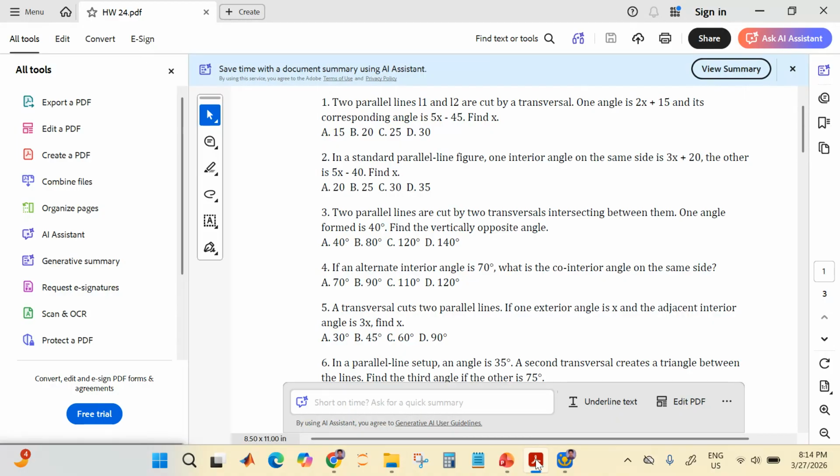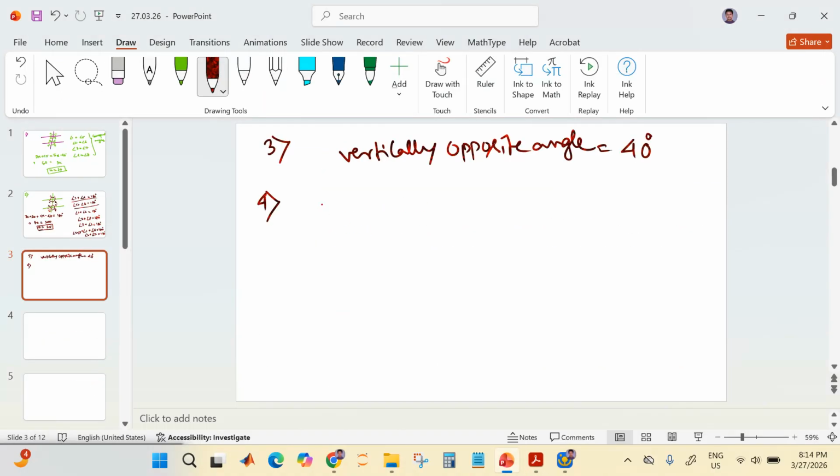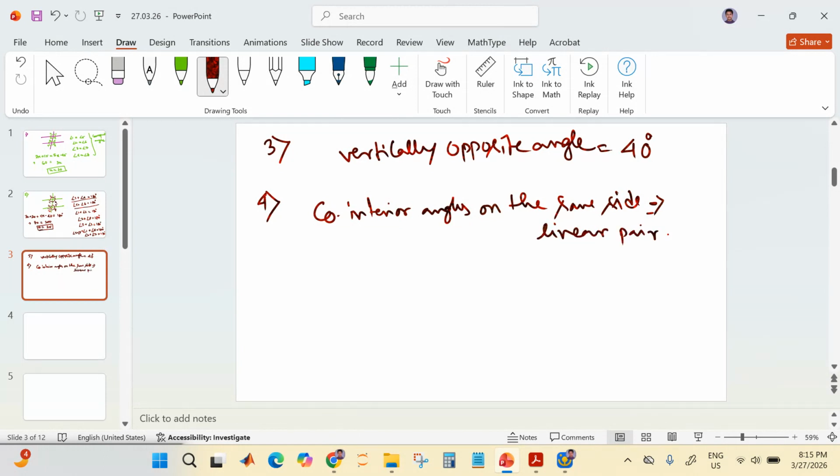Okay. So co-interior angles on the same side means they are linear pair. Okay. That means they are linear pair. That means the sum of these two are 180 degree. If it is 70 degree, then another one will be 110 degree.